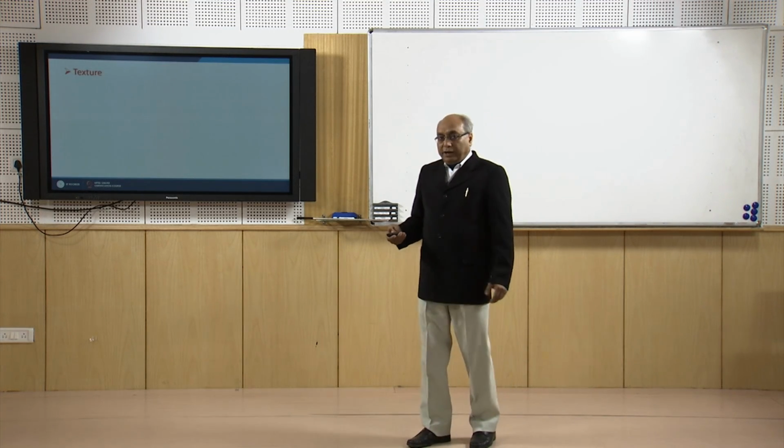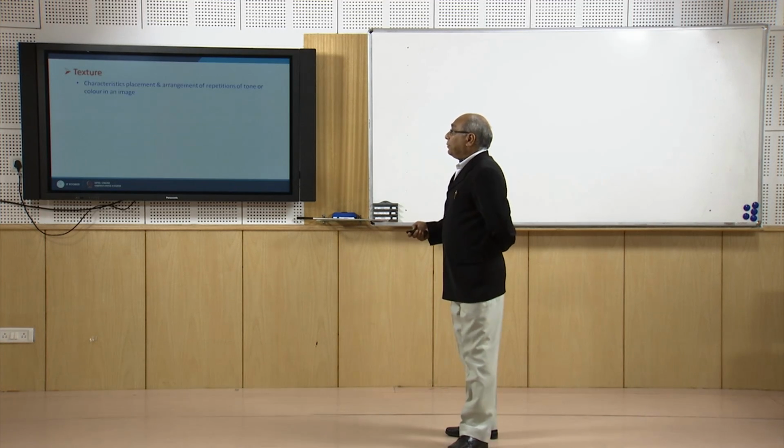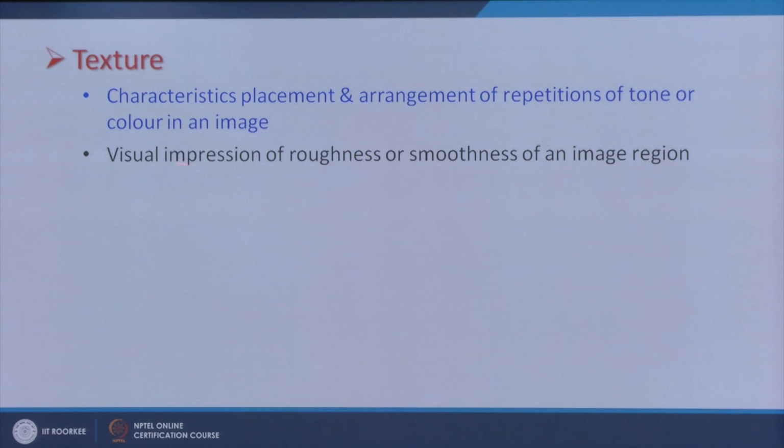Texture. Another important key of image interpretation is the characteristics, placement and arrangement of repetition of tone or color in an image, and a visual impression of roughness or smoothness of the image in a particular region.